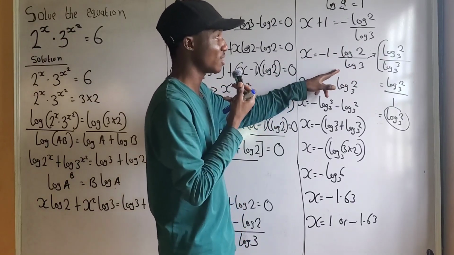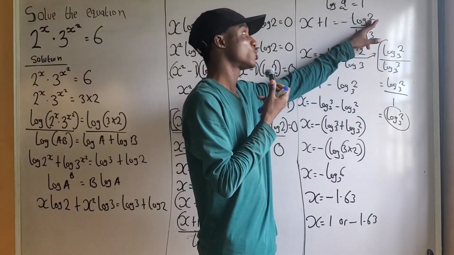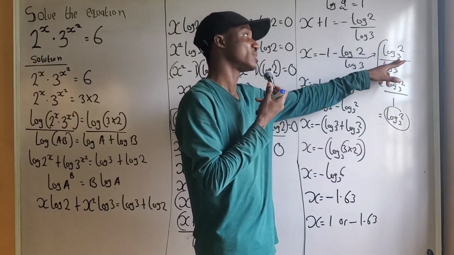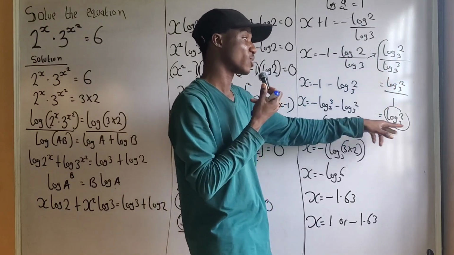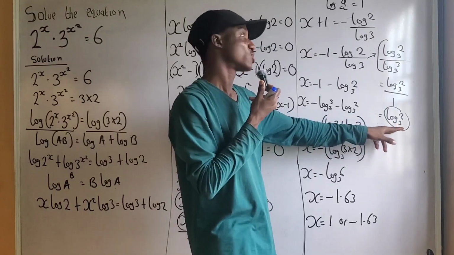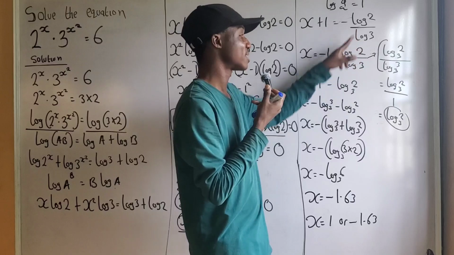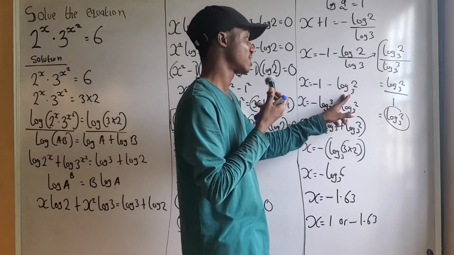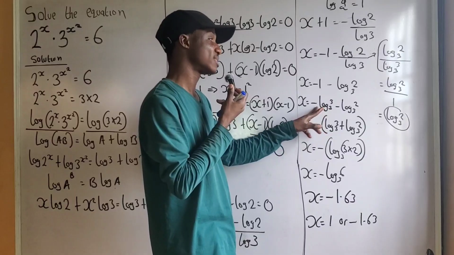Having gotten to this point, according to the change of base formula of logarithm, I can rewrite log 2 over log 3 as log 2 base 3 over log 3 base 3. The reason why I showed this step is because I want to help you understand how I got this, okay? So I can rewrite this as this. Instead of writing this, I substituted this as this. So I rewrite negative 1 as negative log 3 base 3.